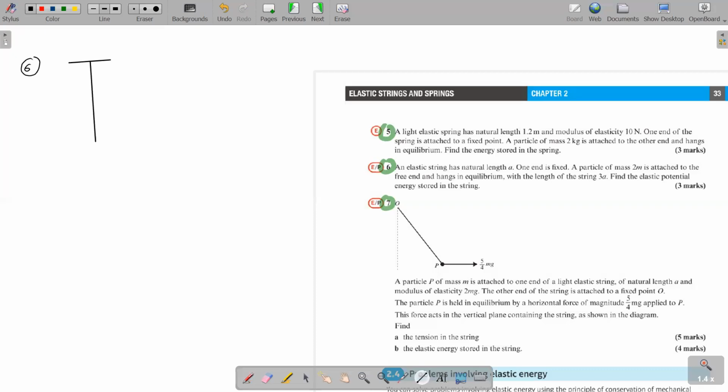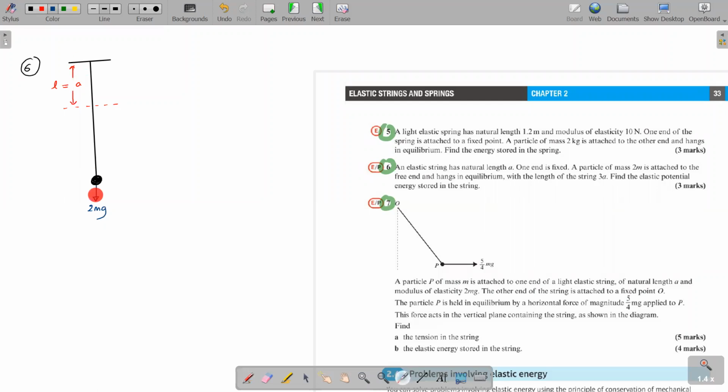So this is the elastic string. Natural length is a, and when you attach the mass, the total length of the string is 3a. Do you see it? So when you attach this mass, let's mark everything. Natural length is a and a particle of mass 2m. So mark the weight. Weight is 2mg. It is attached to the free end and hangs in equilibrium with the length of the string 3a.